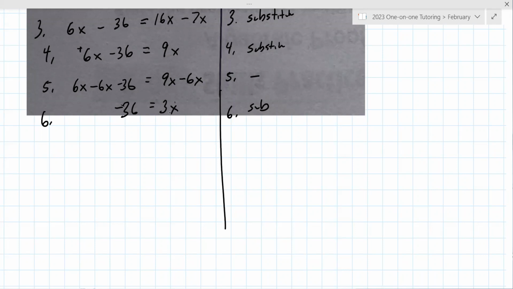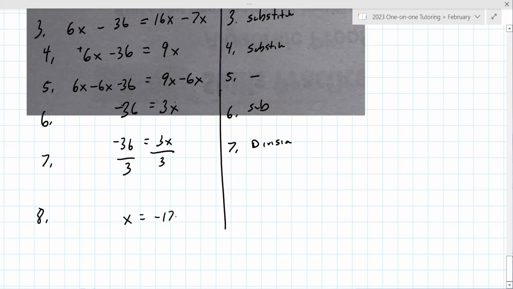Division. Yes. Now we actually have to divide. You have to show it though. You can't just show the result. And then the last step is negative 12 equals x. Yeah, you can reorder it if you want.